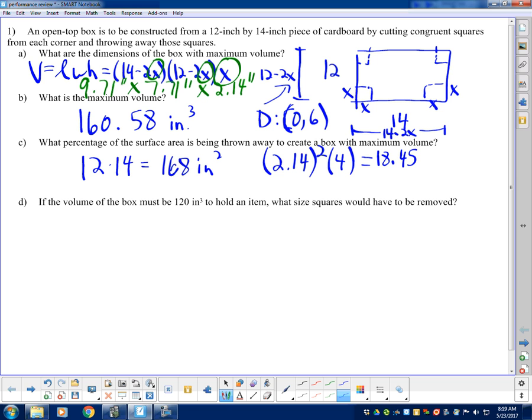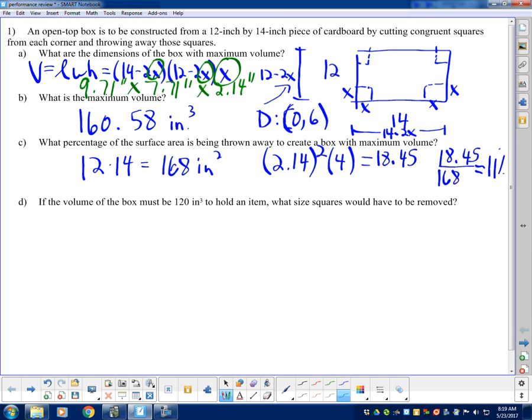So the waste percentage is 18.45 divided by 168, which is about equal to 10.98%, or about 11% is my waste. So that's it on that one.